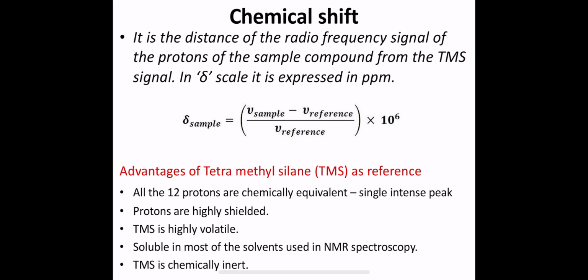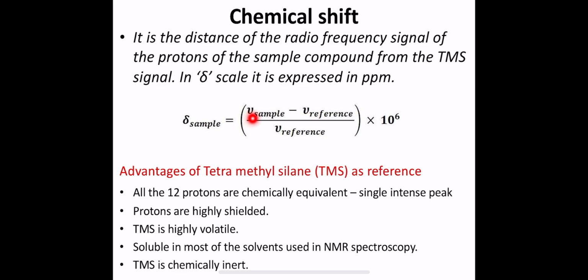So how do we define chemical shift? It is the distance of the radio frequency signal of the protons of the sample compound from the TMS signal. On the delta scale it is expressed in ppm. This is how we calculate the chemical shift: chemical shift delta equals ν sample minus ν reference, divided by ν reference, into 10 raised to 6. Here ν is the frequency.